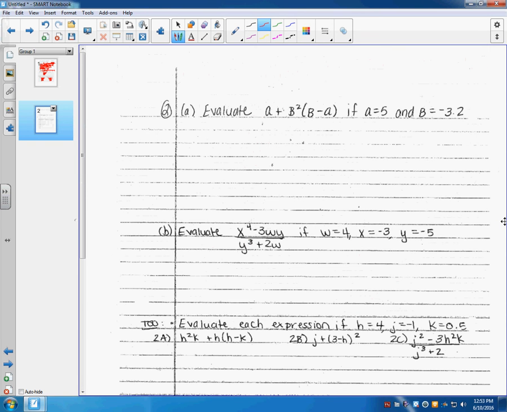All right, so 2a. Evaluate a plus b squared, parentheses b minus a, if a is 5 and b is negative 3.2. So for this, I want you to go ahead and try it without me. So go ahead and substitute, use a calculator probably for this one with the 3.2 if you want, and then see if you get the answer right. So pause it and try the question.